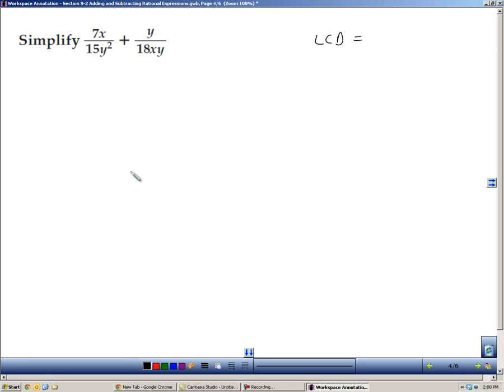I'll let you do that. We've done it enough so far to practice. I'm just going to tell you that the common denominator here is 90xy squared. So we want 90xy squared to show up on the bottom. The question is, how do we get that?